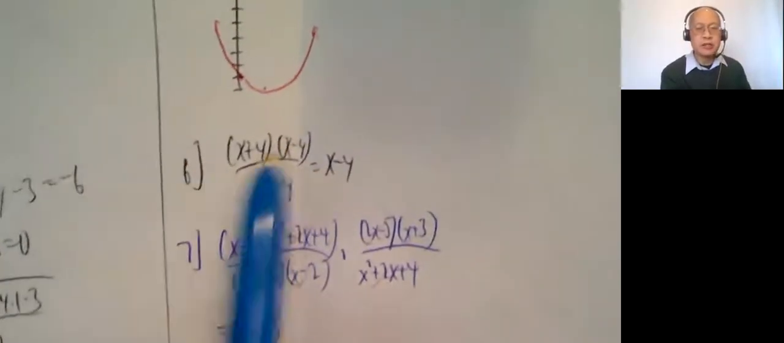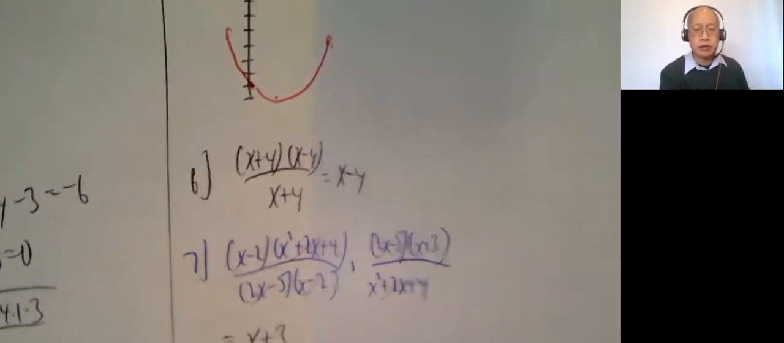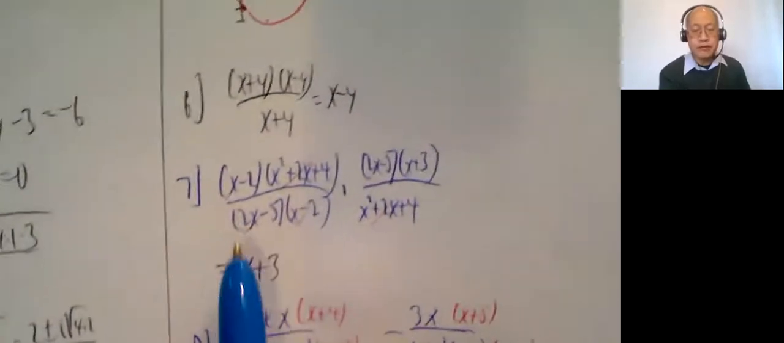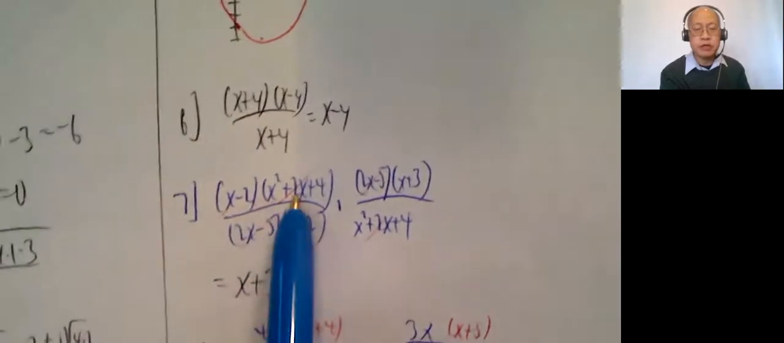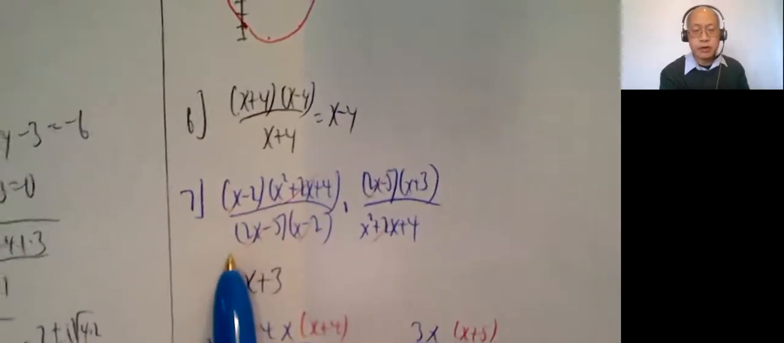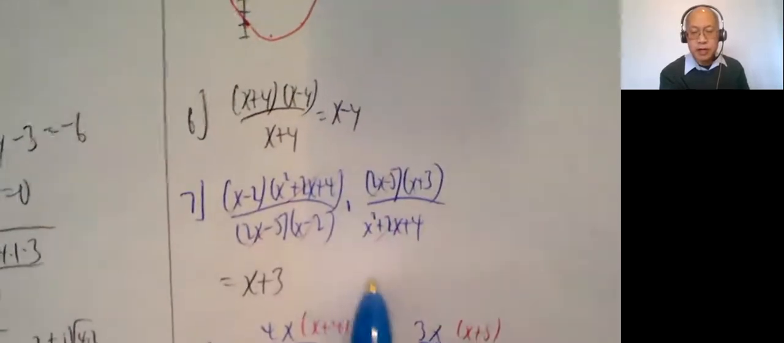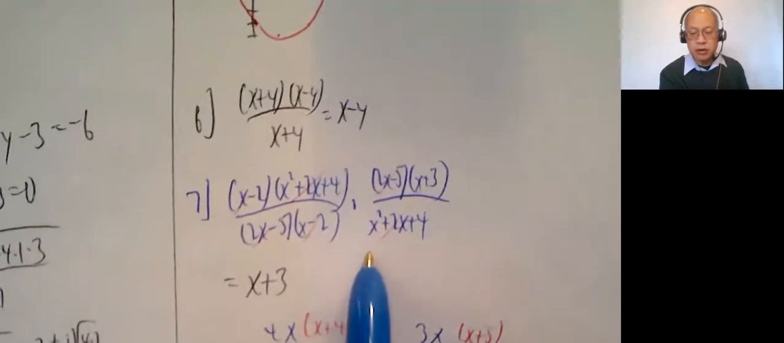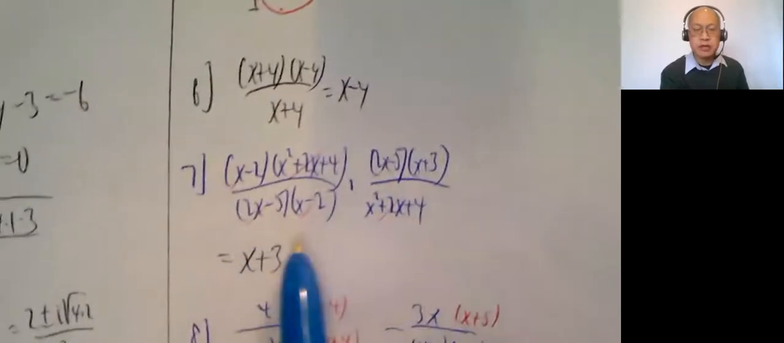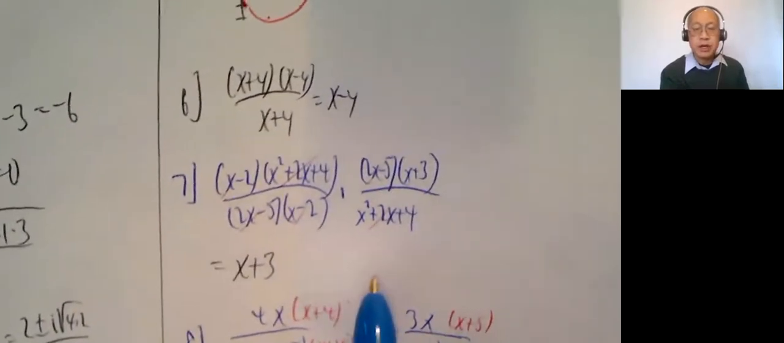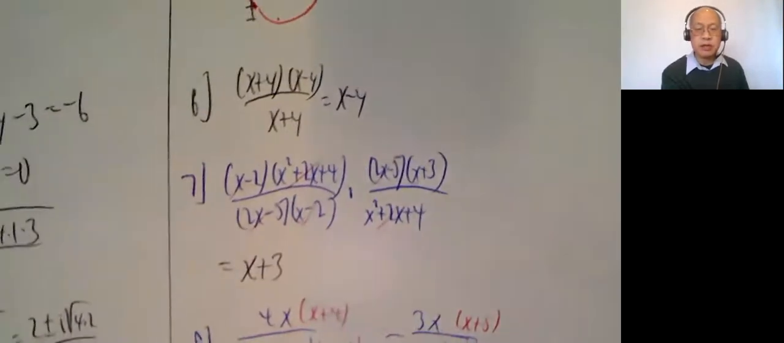Number 6, factor x plus y, x minus y divided by x plus y. X plus y cancels. Final answer is x minus y. Number 7, factor the difference of cubes, x minus 2, x squared plus 2x plus 4. And this factors into 2x minus 5, x minus 2. It was a division, so I flip it and multiply. So on the bottom is x squared plus 2x plus 4. This one I factored into 2x minus 5, x plus 3. 2x minus 5 cancels out, x minus 2 cancels out, and x squared plus 2x plus 4 cancels out. The only thing that's left is x plus 3.